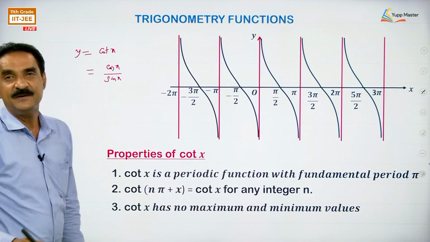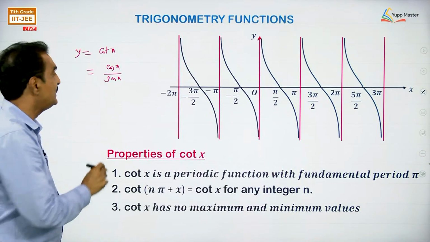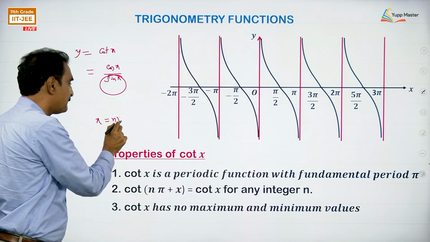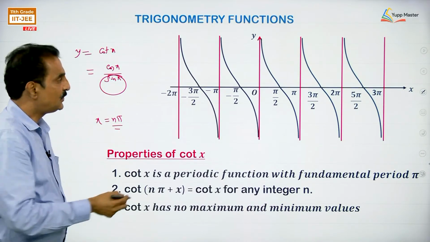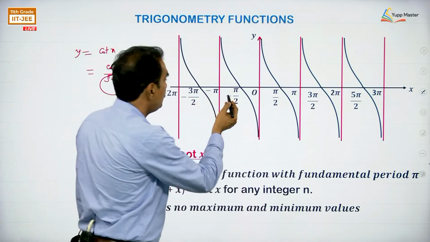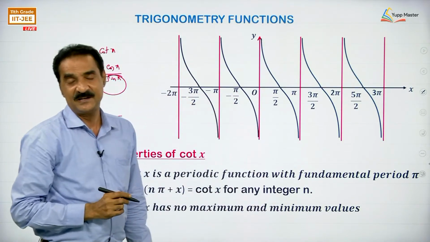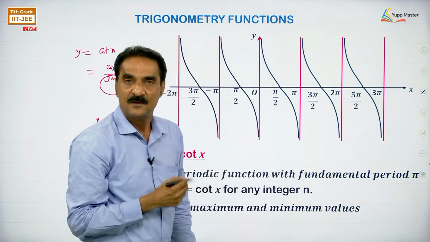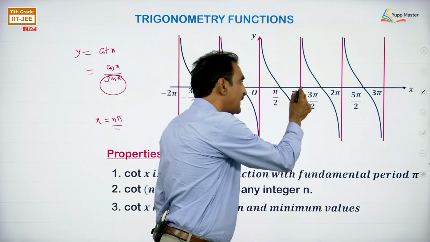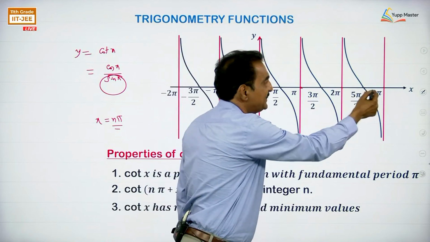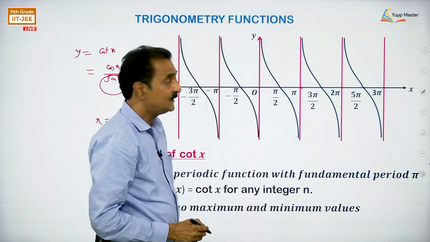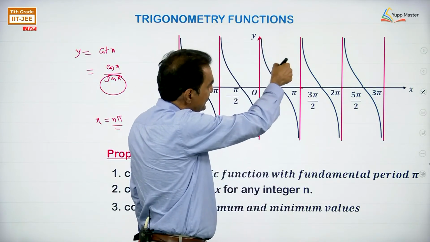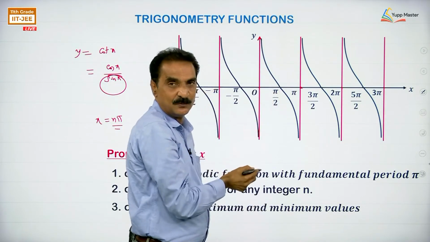It is not defined whenever sin x is equal to 0. Sin x will be equal to 0 when x is n pi. So, at all integral multiples of pi, cot x is not defined: at pi, 2 pi, 3 pi. From 0 to pi, the graph is like this, decreasing, and cot of pi by 2 is 0.